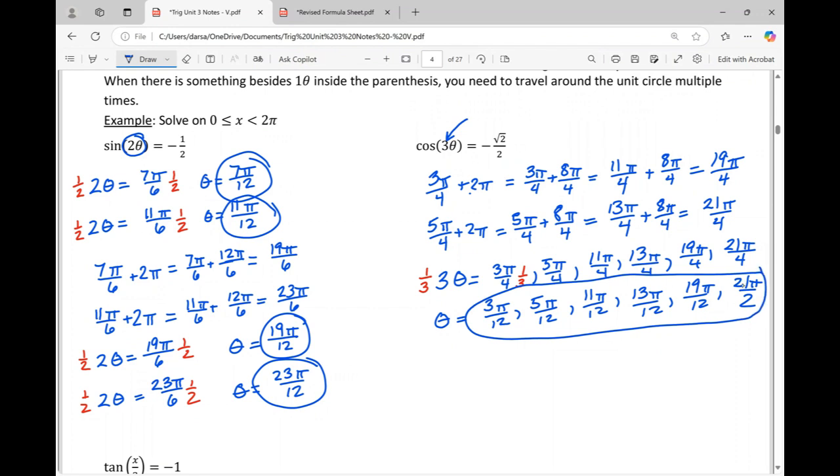And if you look, 21 pi over 12 is less than 2 pi, so it meets our standard that theta must be between 0 and 2 pi. And when I plug in 21 pi over 12, I get something that is a unit circle angle that I can solve to get those answers.